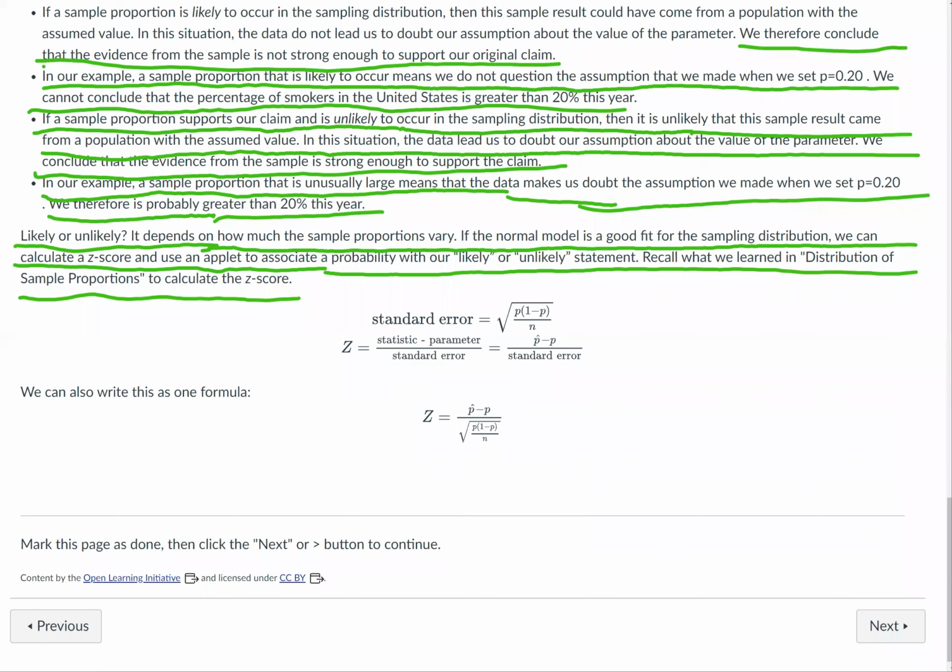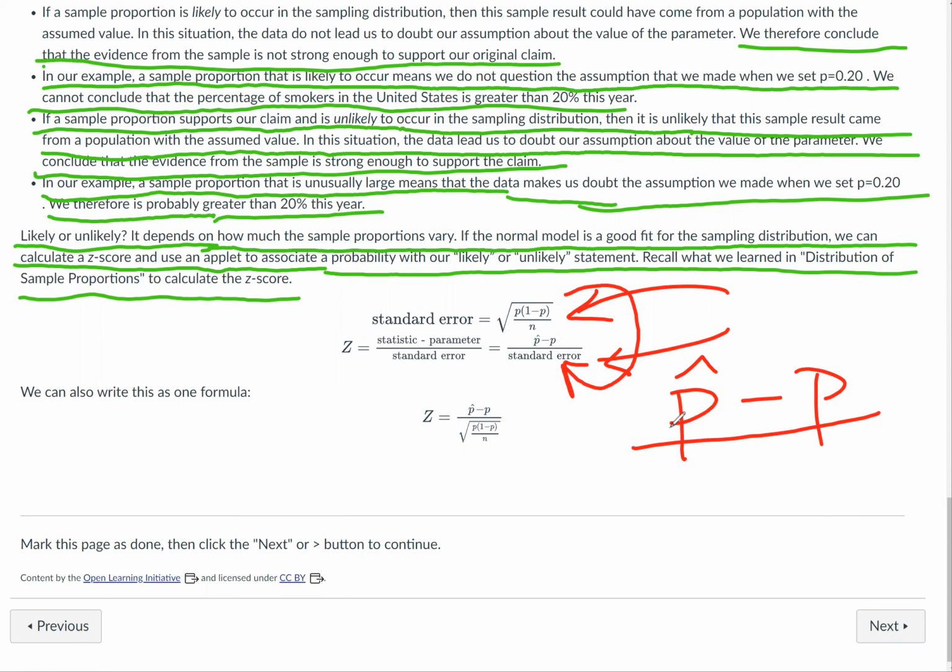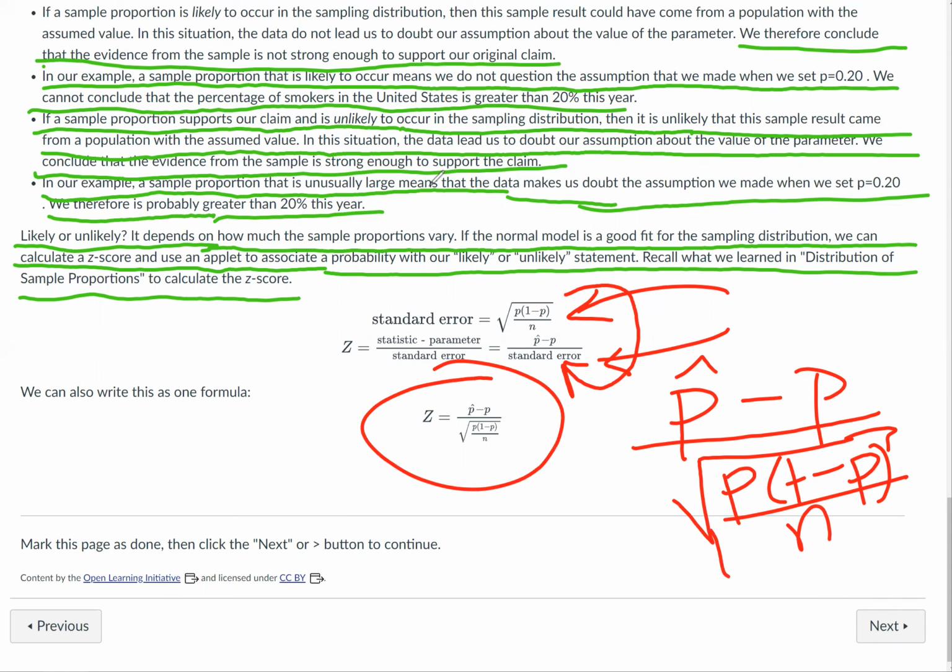Anyway, there's one here for the standard error and one here for the z-score. But if you put them together, the standard error is the square root part. If you put that square root in the denominator here, because that formula has the standard error in its denominator, p hat minus p over the standard error, I'm just replacing it with what we know to be the formula for our standard error, p times 1 minus p under a square root divided by n. Okay, so that's our z-score. We can also write this as one formula instead of two separate formulas.